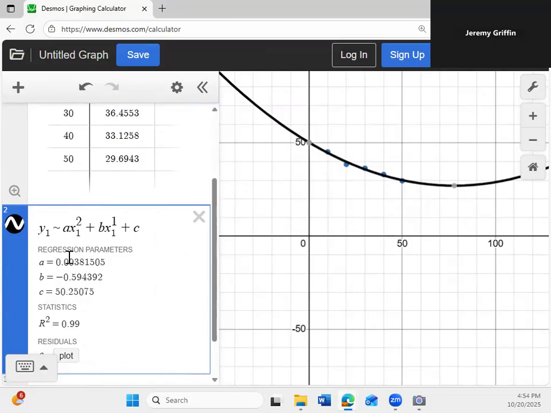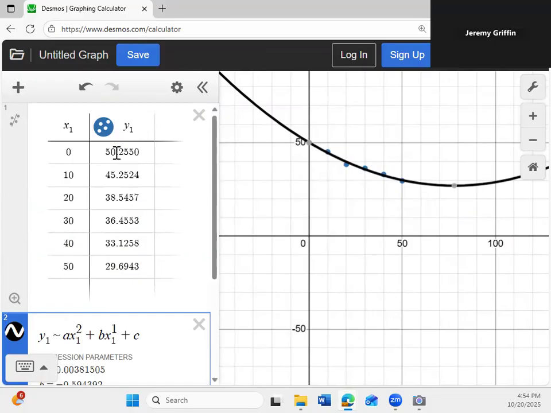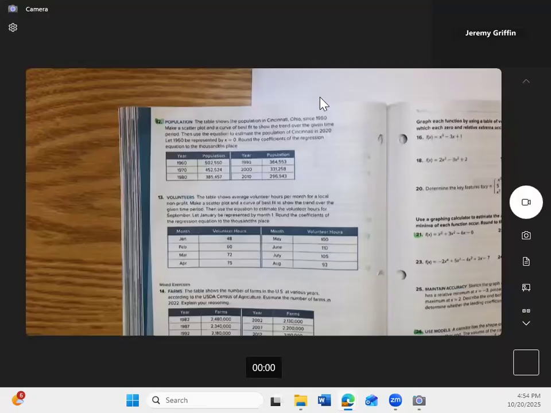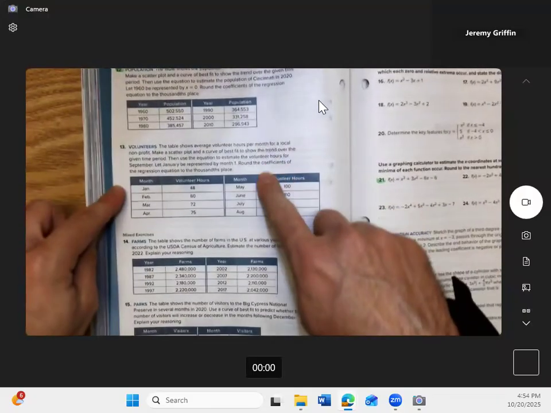So you can write y equals 0.003815x squared plus negative 0.59x plus 50. And of course, move the decimal over 4 places if you like, to tell you the population. All right, so we got that. Boom. There's some more examples like that.